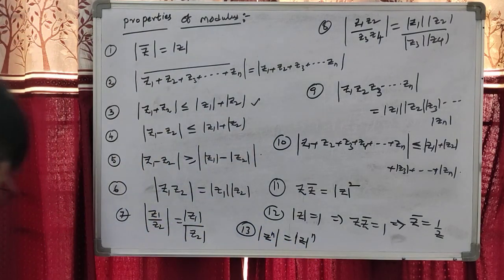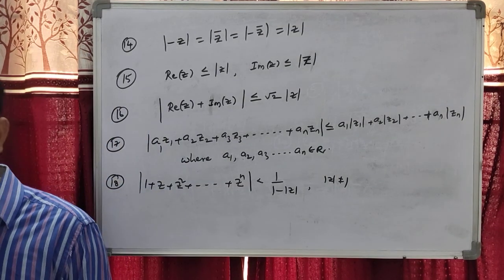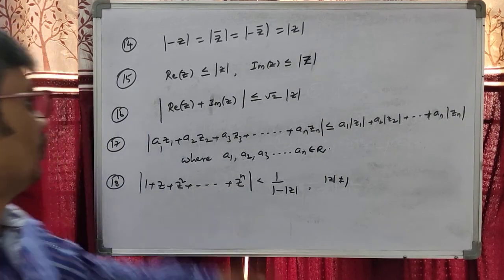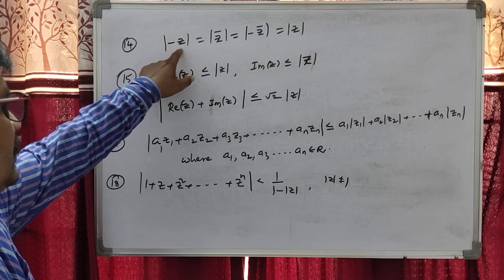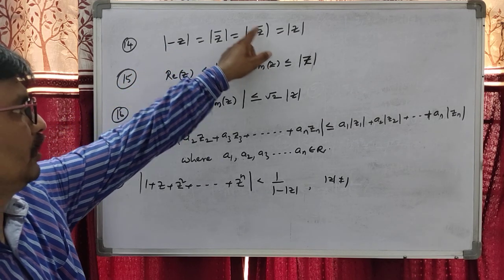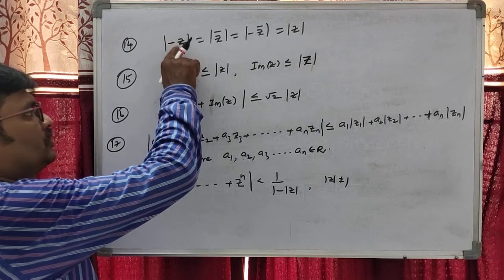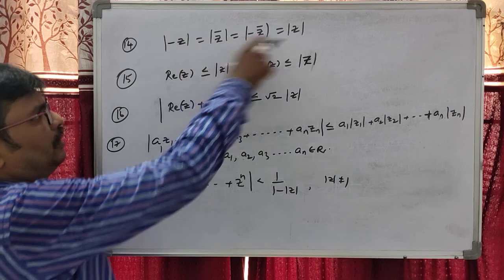Now the 14th property, students. My dear students, one more property: the modulus of -z, |z bar| or |-z bar|, these are all equal to |z|. Minus means the modulus of minus or plus is equal to this one.